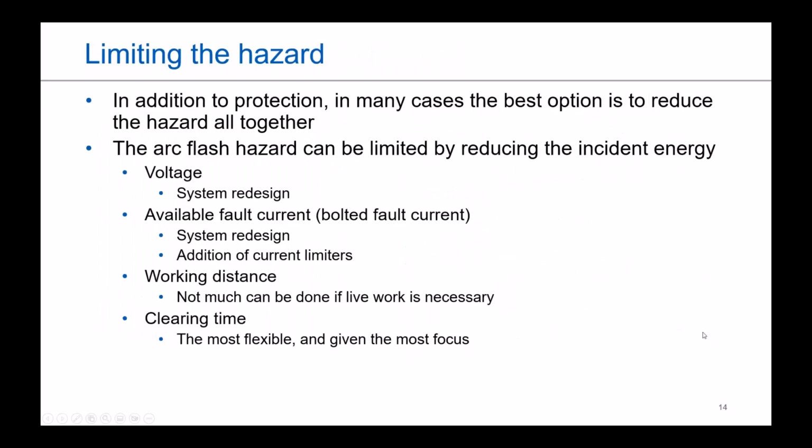So then we take a look at, okay, what can we do to potentially limit the hazard? Along with protection, there are really three things to look at. We talked about everything that went into an incident energy calculation. If you look at voltage and available fault current, the only way you're going to modify those is a system redesign, or, as one of the exceptions with fault current, if you introduce current limiters. Those become much more difficult and complex to address within a system as an engineering control, because you're looking at a system redesign that may or may not even be feasible.